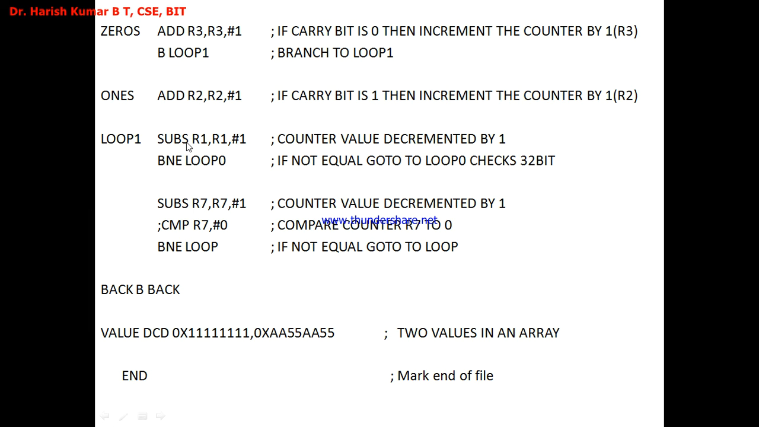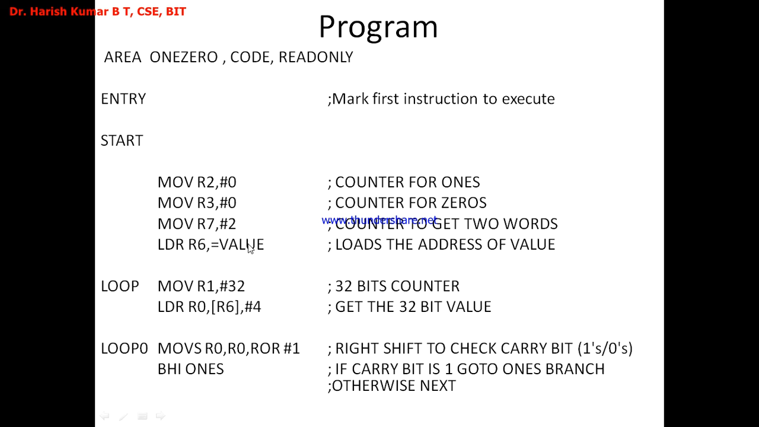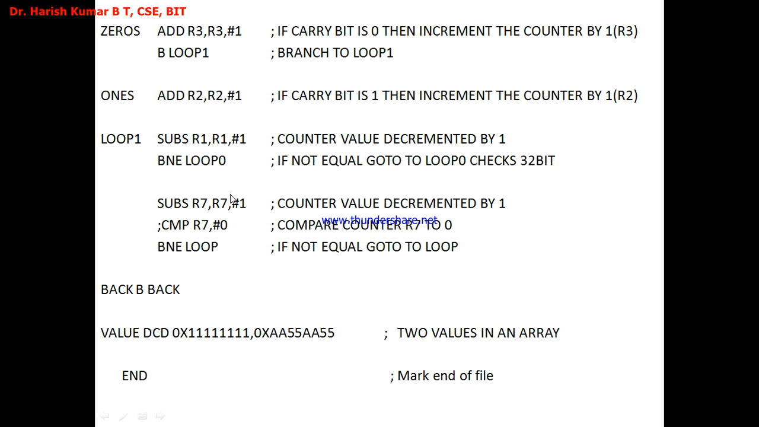It comes here, and since we have performed rotate right 2 times, now this R1 is again decremented by 1, and this process is repeated. Now the moment R1 becomes 1, 1 minus 1 is 0, so the zero flag is set, it will come out of loop 0, and then R7 is decremented by 1. R7 was initially 2. Now one word, we counted the number of zeros and ones in one word, and now we have to count the number of zeros and ones in the second word. We are decrementing it by 1, and again SUBS is there.